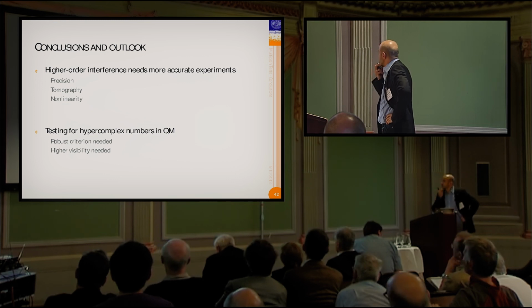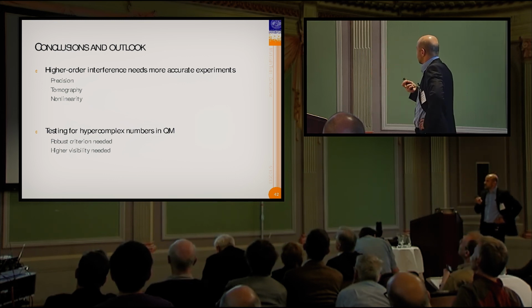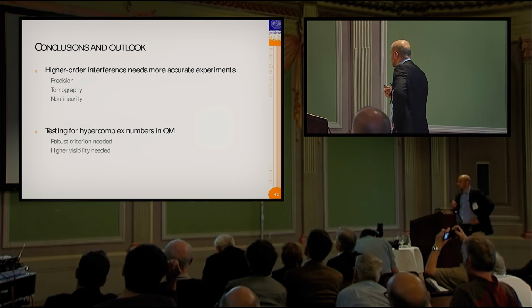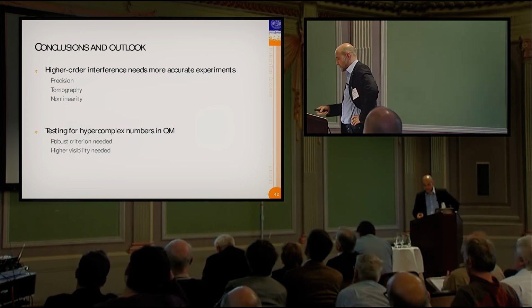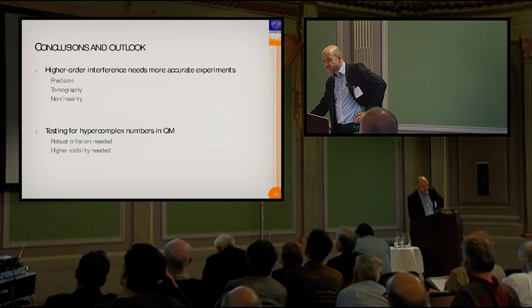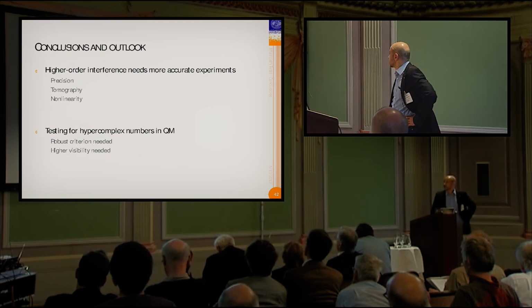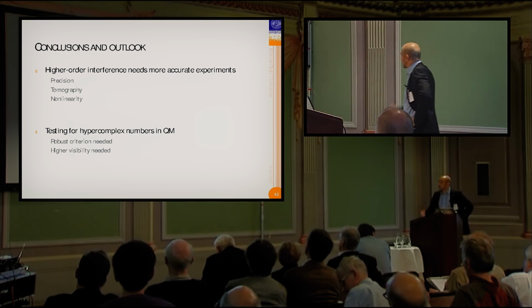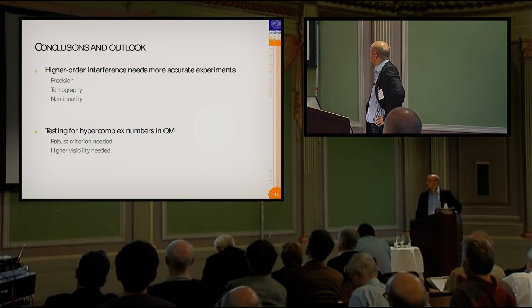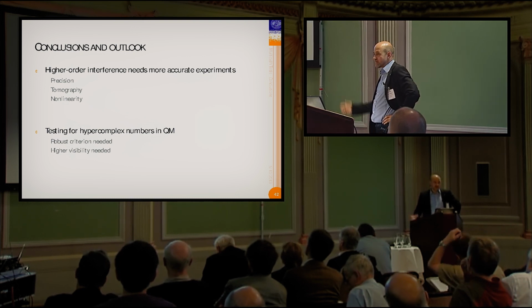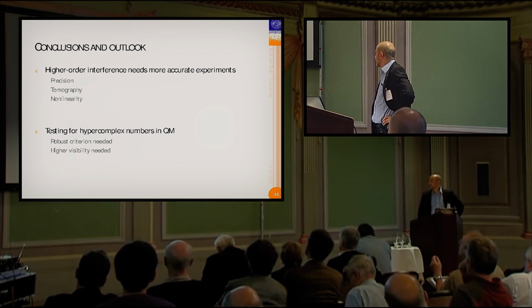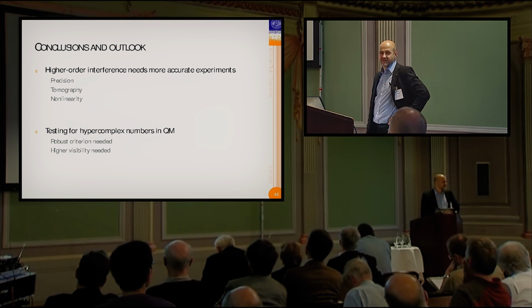So let me conclude by reminding you of the things I discussed. I said that we tested for higher order interference, and to a certain level of precision and accuracy, we've ruled out the existence of such an interference. And right now we're working on testing for hypercomplex numbers, but we need better criteria or higher visibility or both. Thank you very much.